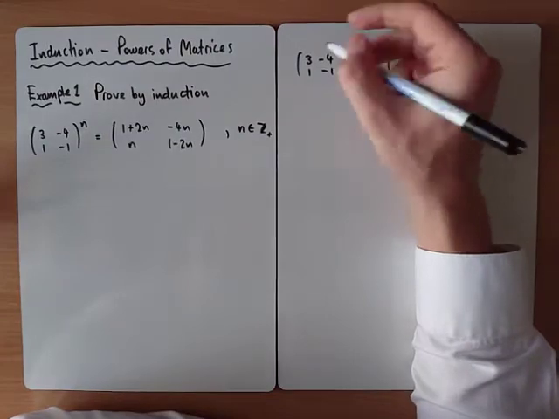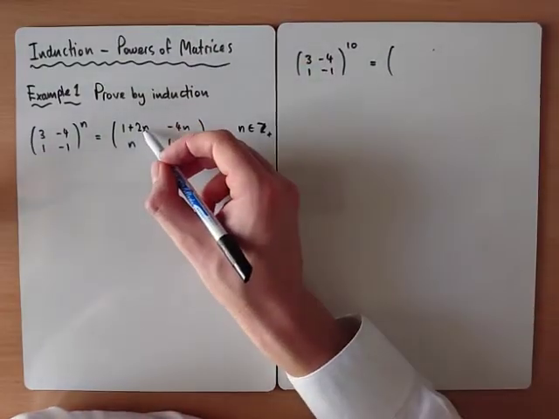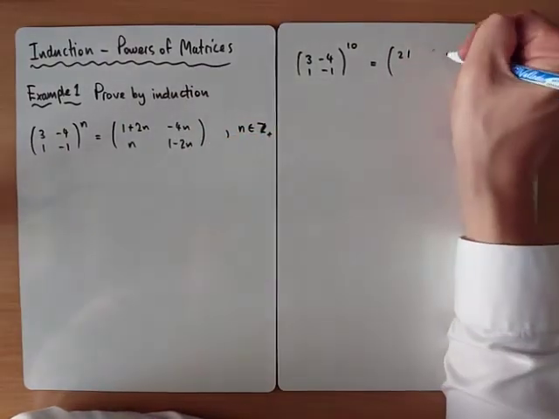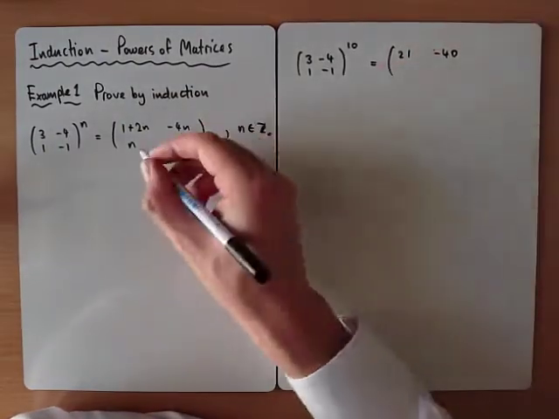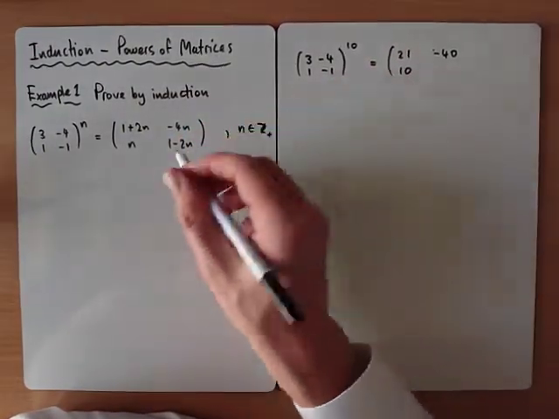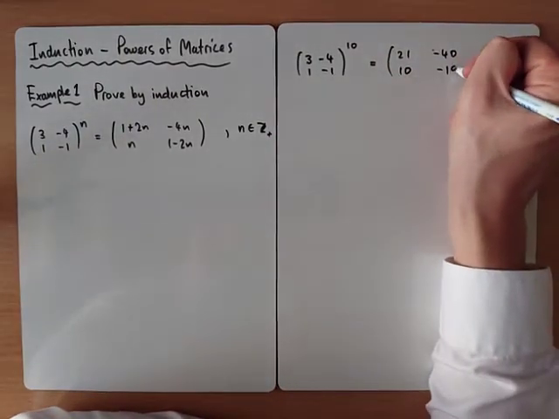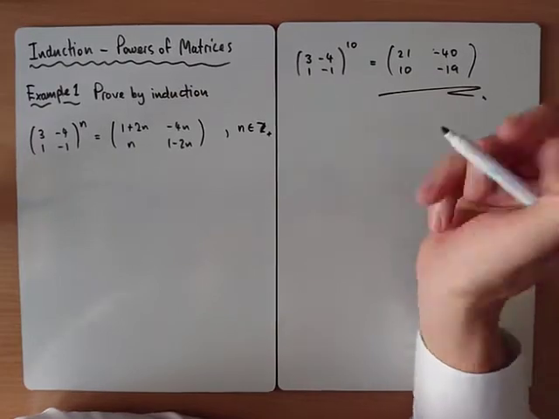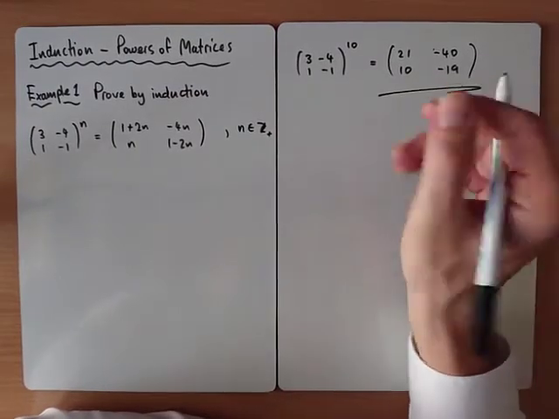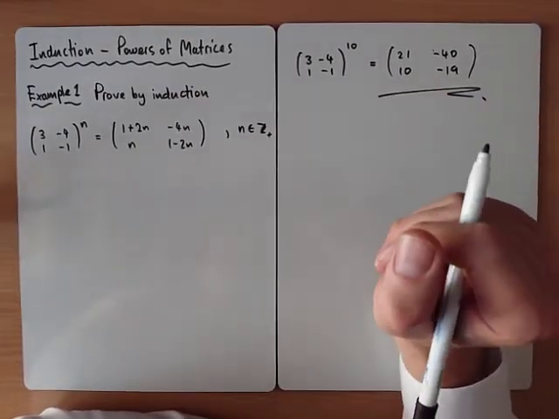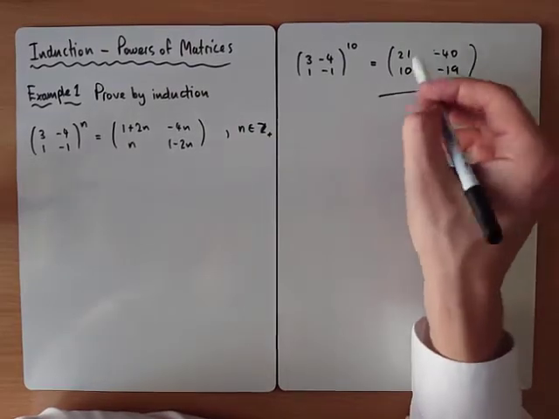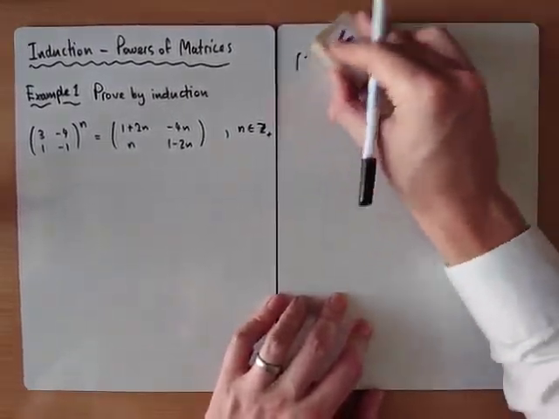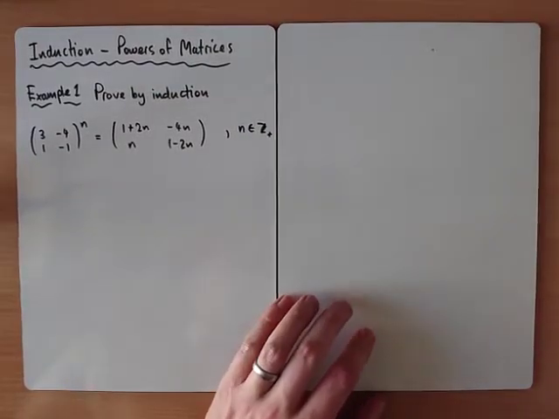And if I wanted that matrix to the power 10, if I sub 10 in there, that would be 21, minus 40, 10, and minus 19. If you've got your graphical calculator, you can type the matrix in and raise it to the power, and it will give you that answer there. But that's just what the result tells us. Obviously we need to prove that this result will work.